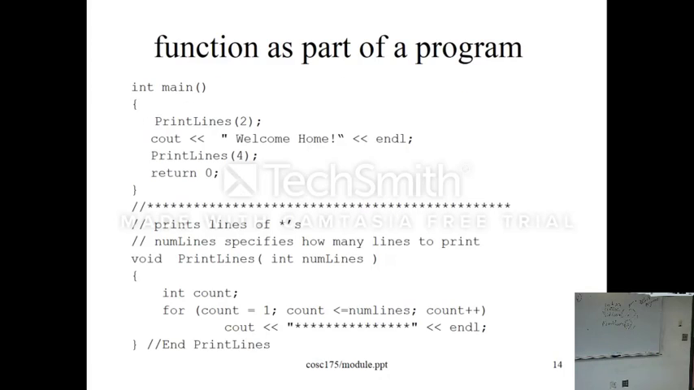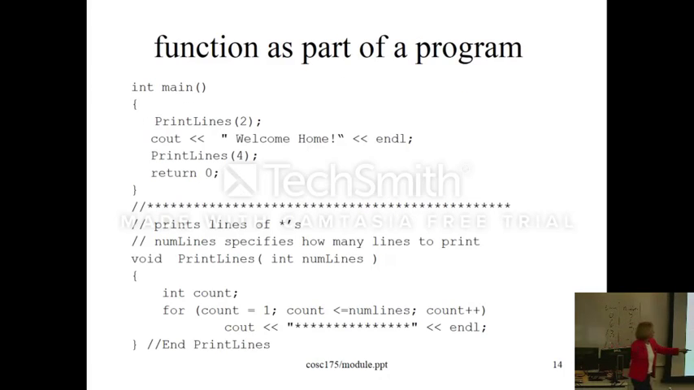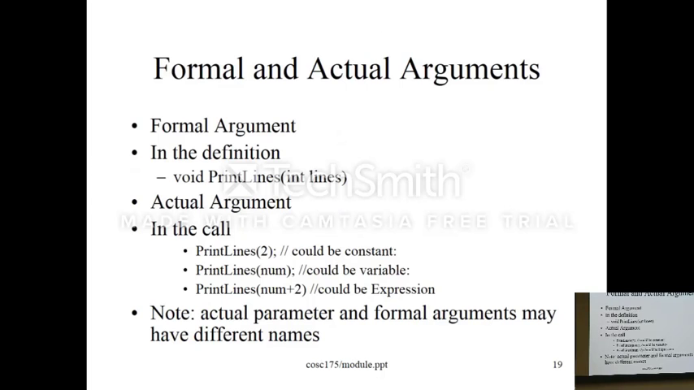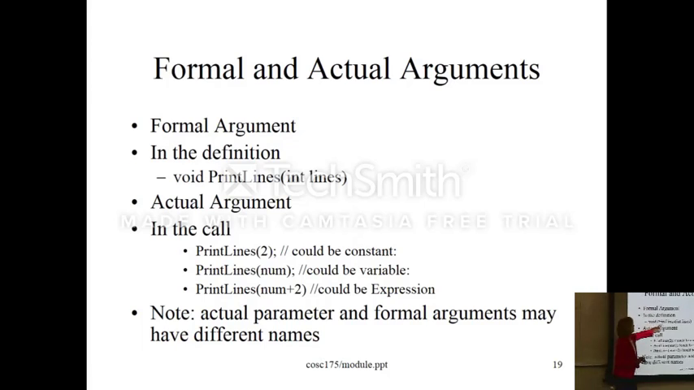You with me? So here's an example of sending it to num lines. So then this guy will print 2 lines of stars, right? Or if I send a 4 to num lines, it will print 4 lines of stars. So this gives me some power to send different values to the function. Here's the same thing that I've just been talking about. This guy is formal. This guy is actual.